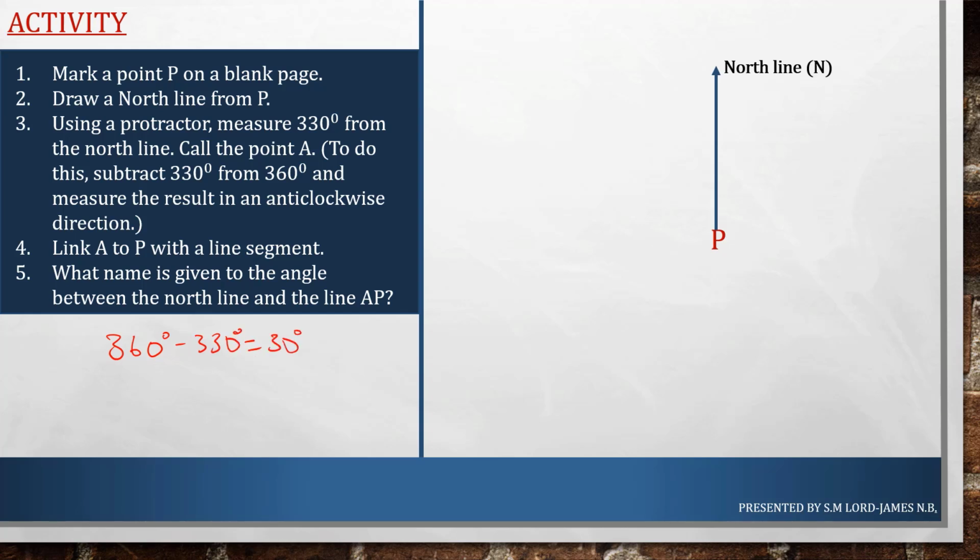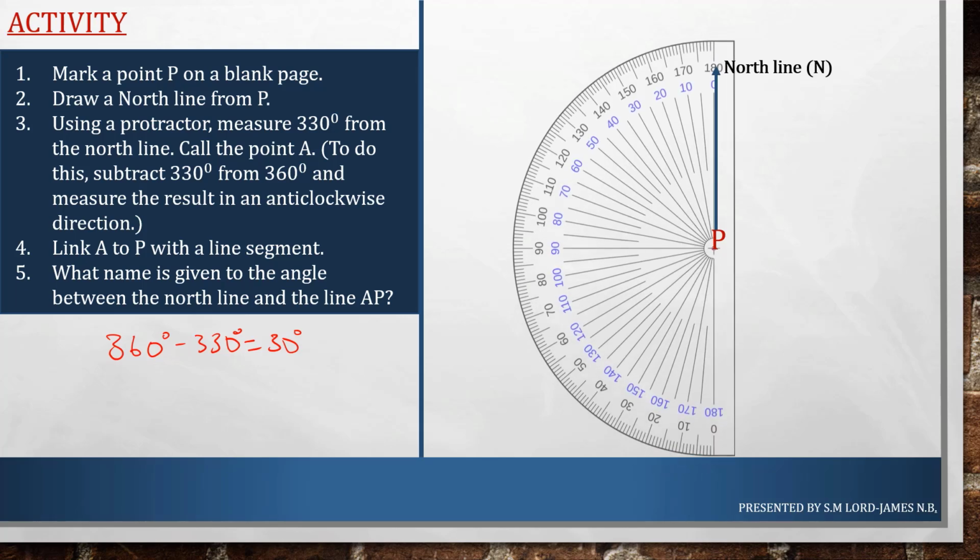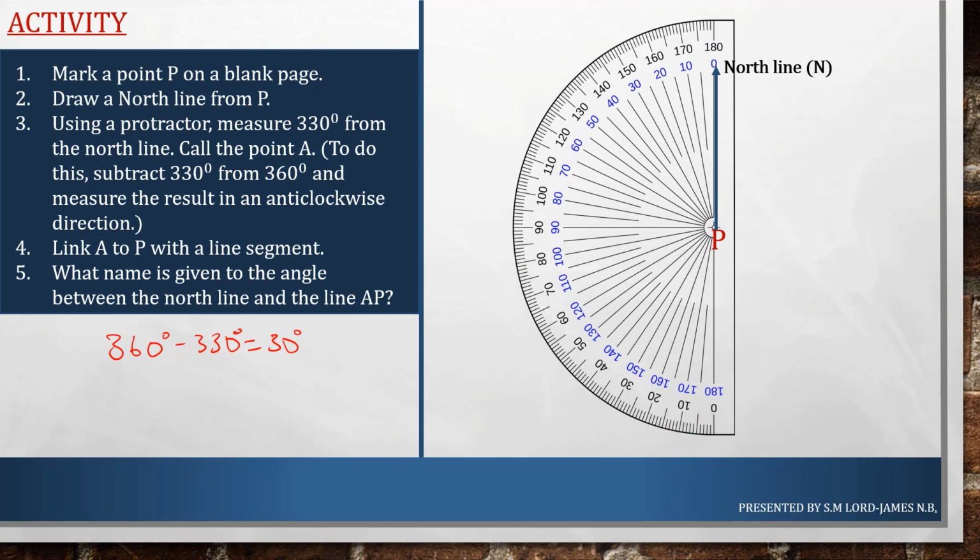Okay, so let's do that. I have to place my protractor. You see the values inside are going in an anti-clockwise manner, they're increasing in an anti-clockwise manner. So we are going to use the values inside, that is the blue values. So we are going to start. This is the anti-clockwise direction, but remember that that is not the bearing.